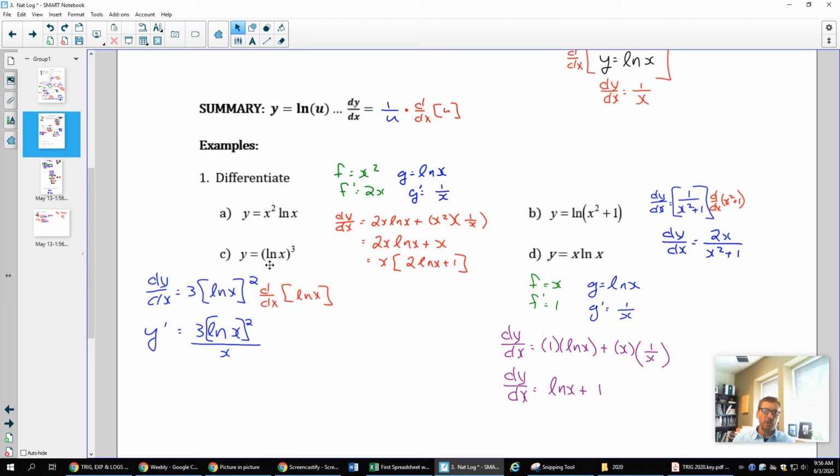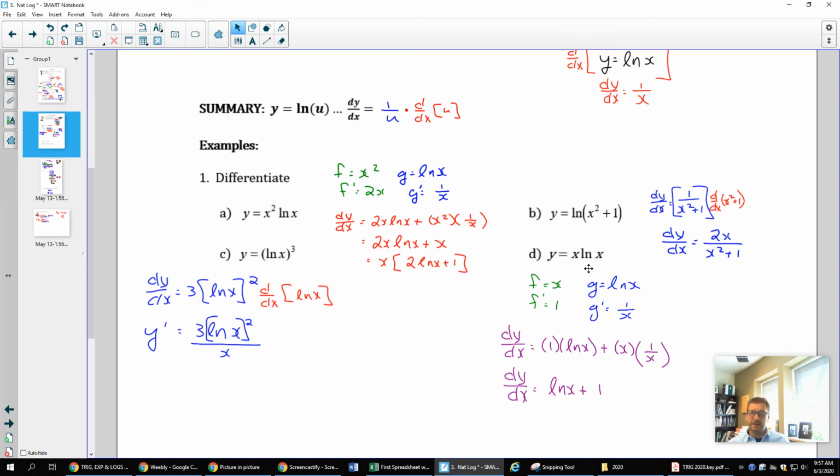For C, you have a function that's being cubed. This is not x cubed. This is log of x times log of x times log of x, or natural log times natural log times natural log. So the chain rule says the 3 goes in front and the function is now squared. And then what's the derivative of the function? What's the derivative of natural log of x? So you get 3 times the natural log of x squared, and then the derivative of natural log of x is just 1 over x. So that's that layer.